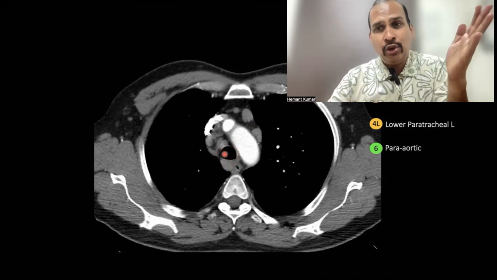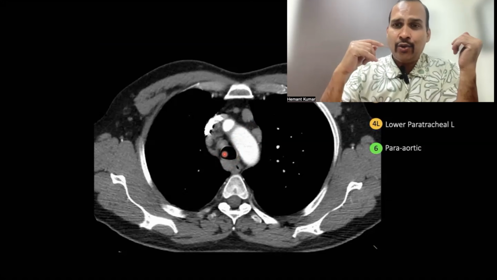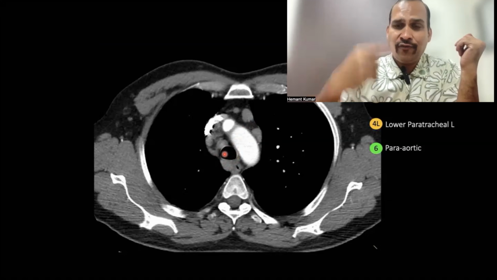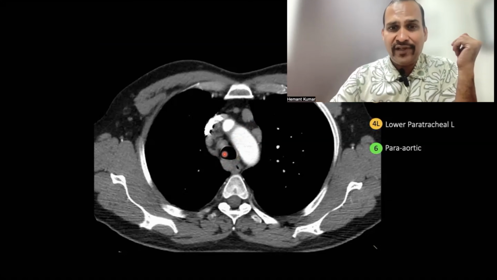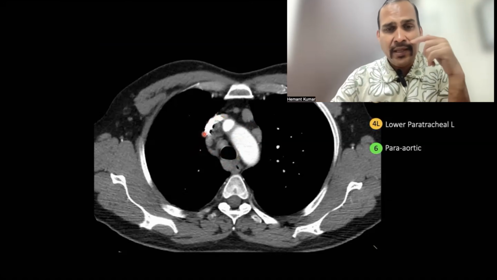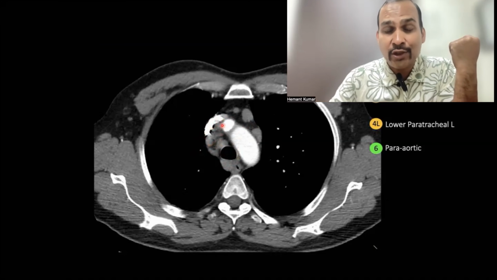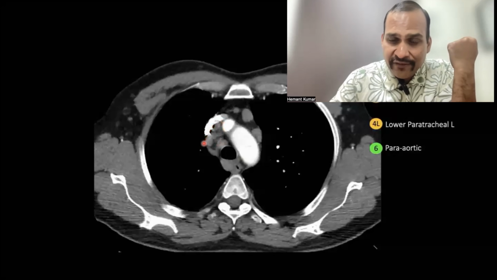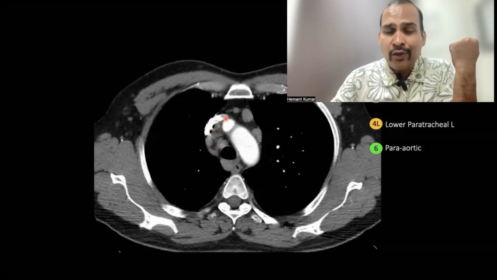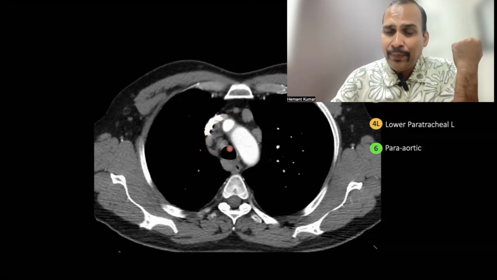But I told you on the right side how to differentiate 2R and 4R: by the brachiocephalic vein. You can see here it is the brachiocephalic vein, but you can notice it has not crossed from right to left. There is no full arch. So the lymph node along the brachiocephalic vein is 2R. This lymph node is 2R because the brachiocephalic vein didn't cross the midline.